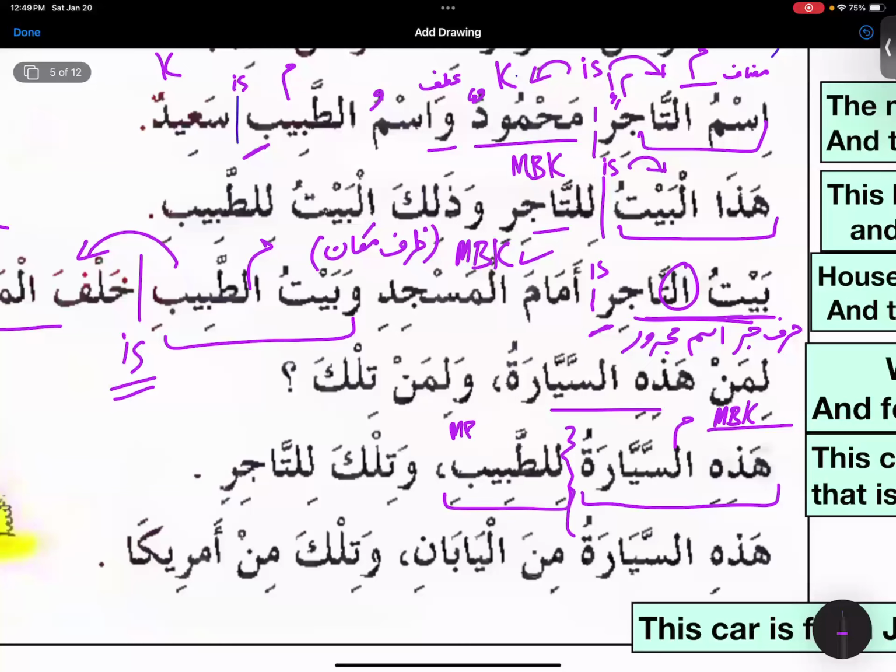This is my MBK. Tilka litajiri. Now, tilka. I told you all these pointers. Now, after this tilka, do we have al? No, we have al. It's a break in the chain. Litajiri is MBK. So tilka is by itself over here, and all these pointers can be our Mubtada. So tilka is Mubtada and litajiri is MBK. Perfect.